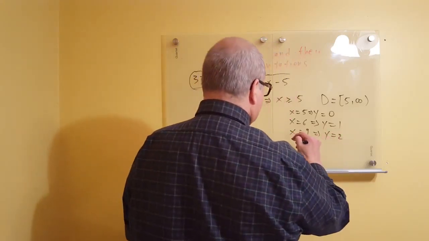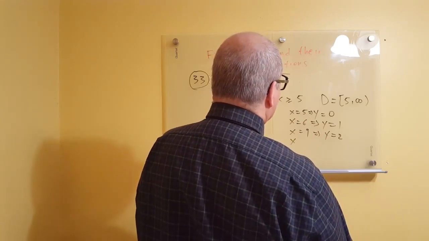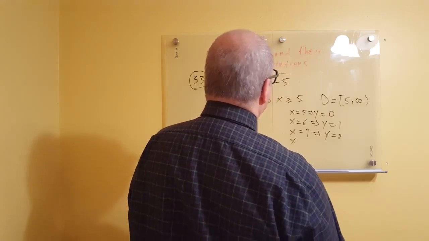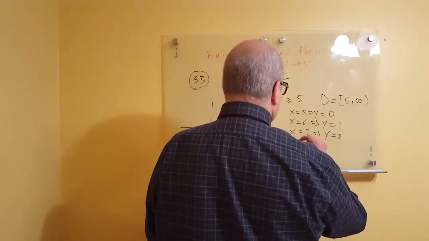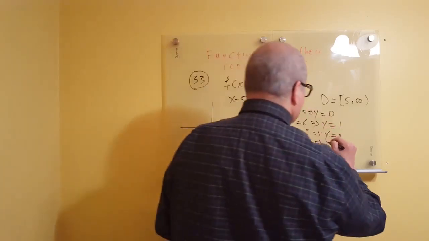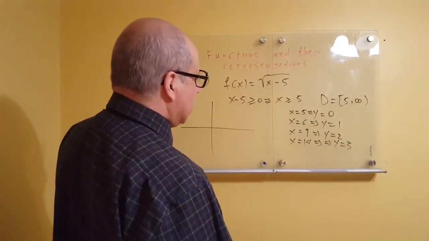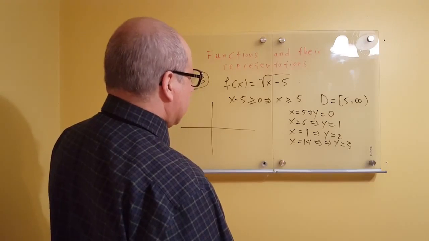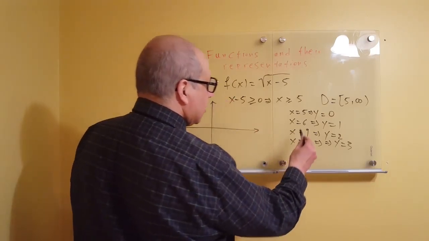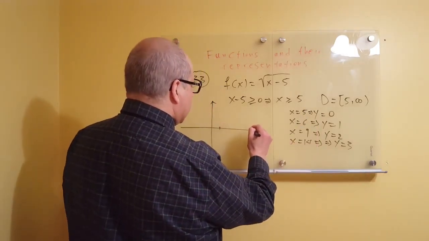And let's take one more. Let's say x is equal to 14. So you have 14 minus 5 is 9, so the square root of 9 is equal to 3. So if you want to graph this, let's take the values on the x-axis. This is the x-axis and this is the y-axis. We'll go from 5, let's say 5 is here, all the way to 14.